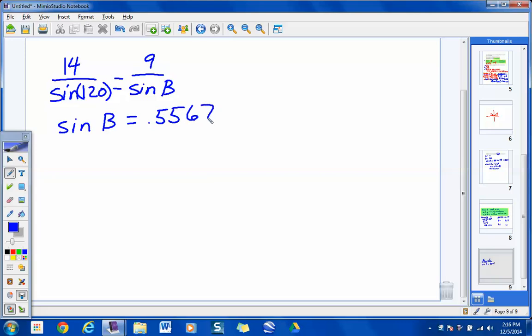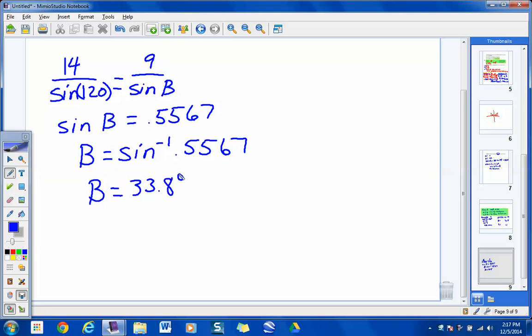Now, since I'm looking for an angle, don't I have to invert that decimal? Don't I have to do the sine inverse on that decimal to find angle B right here now? Okay, so B is going to equal my sine inverse of 0.5567. And anybody got a value for that? 33.8. You guys all agree 33.8? Okay, so angle B is what value again then? 33.8 degrees you said, Kelly? Yeah. Good, okay.